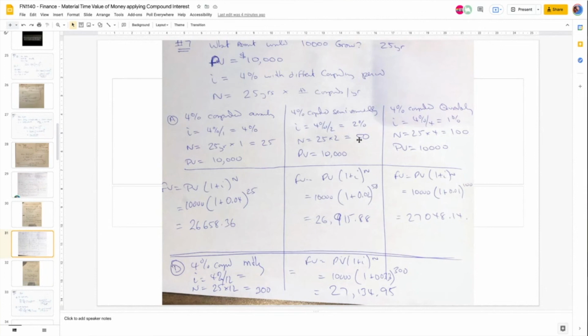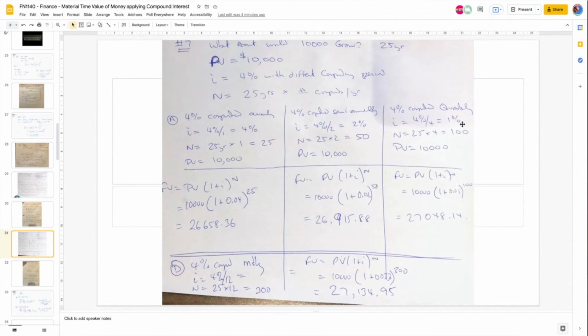In the second instance, we had it 4% compounded semi-annually, which is 2 times a year. So we take the interest rate of 4% divided by 2 to give us the periodic interest rate, 2%. Number of compounds, 25 years, 2 per year is a total of 50. Plug that into the formula, we'll get 26,915.88. In the case of C, we've got 4% compounded quarterly.